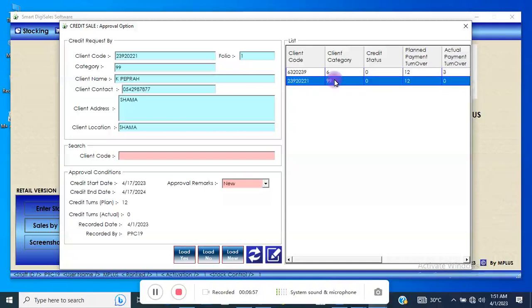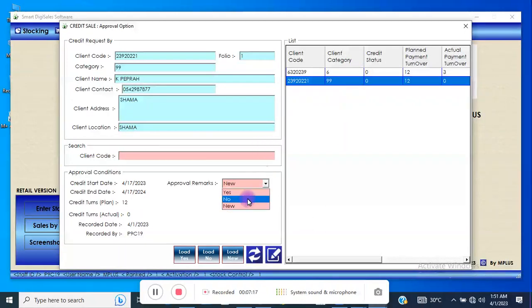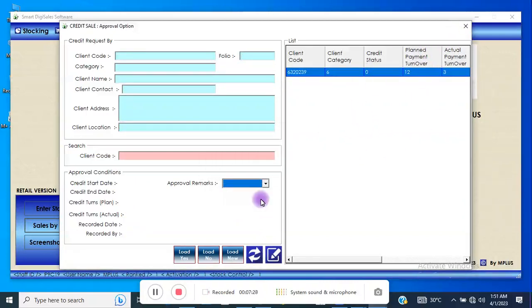So he clicks on it and reads the details, starting credit and the plan, everything, double clicks, reads the credit letter, reads what the credit officer is saying about the credit deal, and closes. And now he comes here to either say yes. That means that he or she has approved the credit. So when approval comes, it leaves here because new ones are loaded here. You can load the no ones, you can load the yes ones. So these two have been approved.